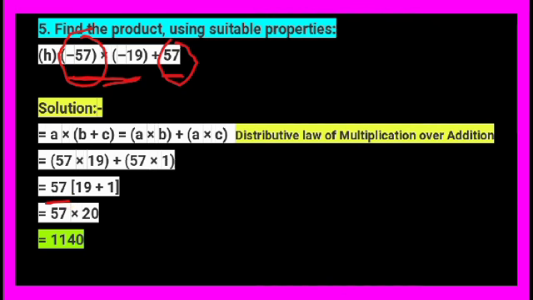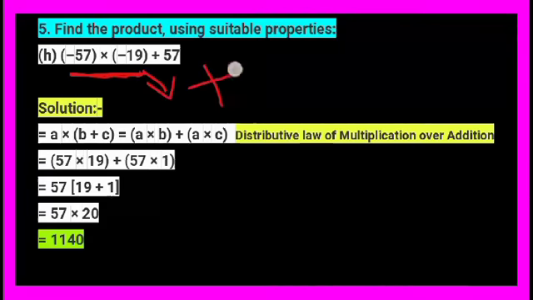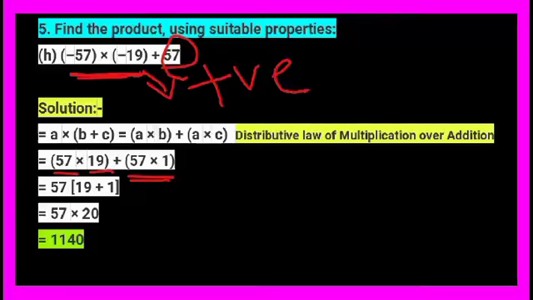If we take 57 common, then what is left behind? Here it is 19 and here it is 1. And we have removed the negative sign, because whenever you multiply two negative integers, you always get a positive answer, right? That's why I have removed this negative sign from 57 and 19. And we can write this 57 as 57 multiplied by 1.